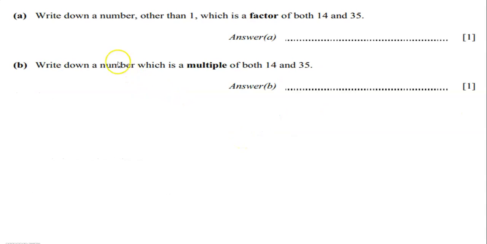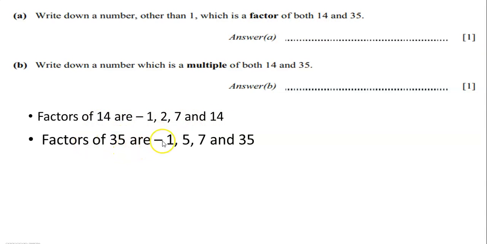Let us look at another question. Write down a number other than 1 which is a factor of both 14 and 35. The factors of 14 are 1, 2, 7 and 14. And the factors of 35 are 1, 5, 7 and 35. And the question says other than 1. So even though 1 is a factor of both these numbers, we are not supposed to write it. What is the number other than 1? It is 7. So 7 is a factor of both 14 and 35.